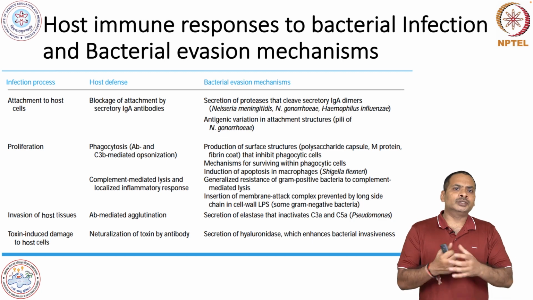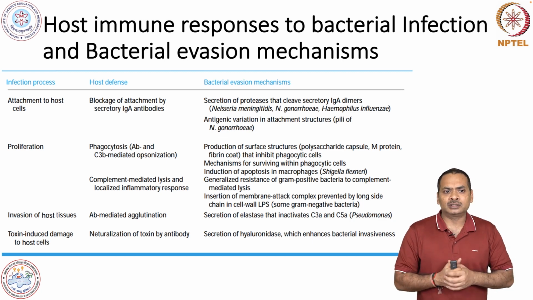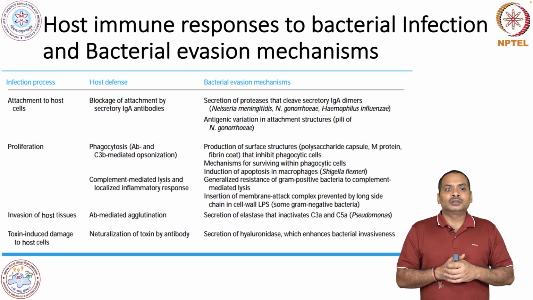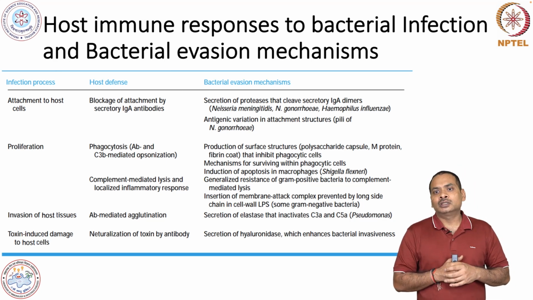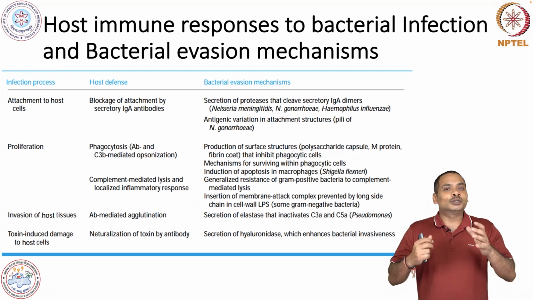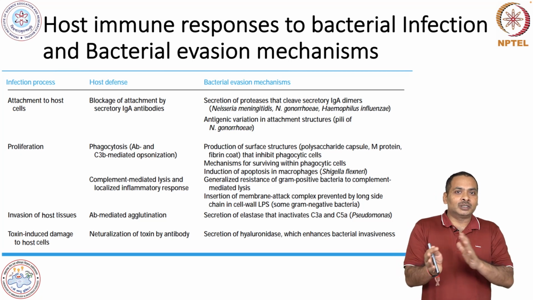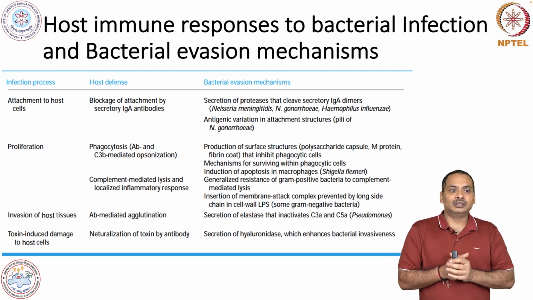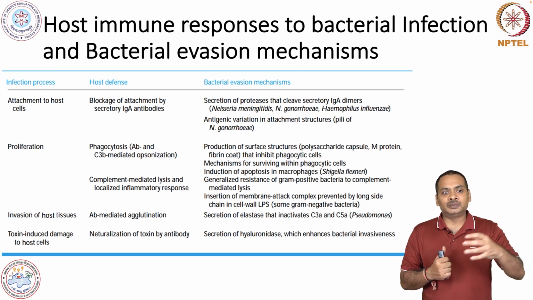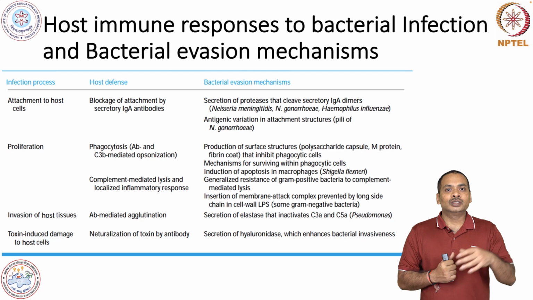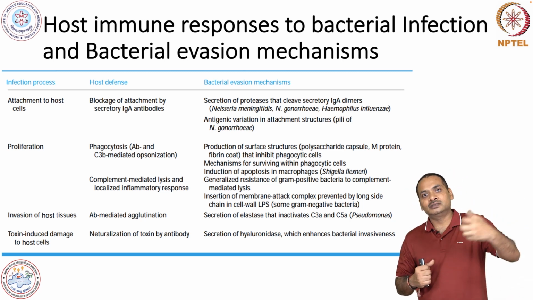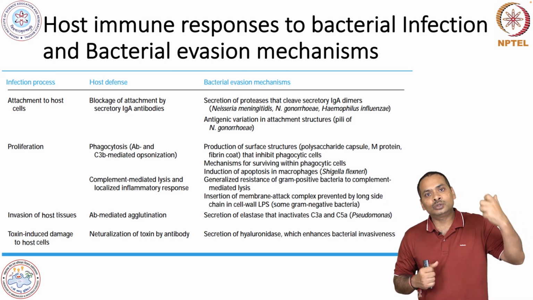Here I am showing you a very important table. Please follow this table very carefully. This is the host immune response to bacterial infection and bacterial evasion mechanism. Here you will see both aspects closely, okay. Bacteria basically cause infection through attachment to the host cell, okay. So, this is the bacterial strategy in order to cause the infection, that is attachment to the host cell.